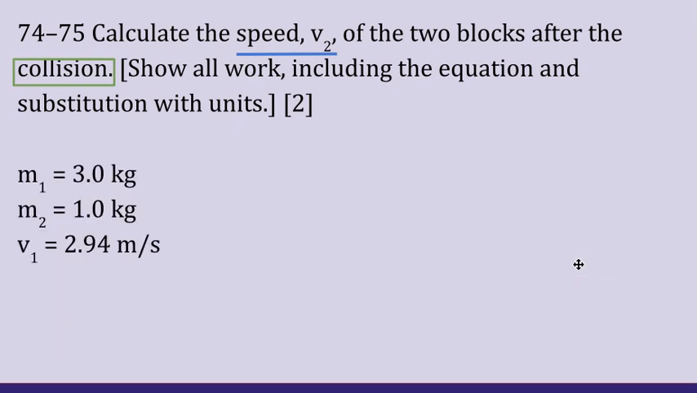V1 is 2.94 meters per second, and I got that from my answer to the previous question. So all three of these questions are related, so I'm taking information from one and bringing it over to the next question. They told me right here I'm calculating the speed v2, so I know that v2 is my question mark. And like I said, the word collision should automatically show me I'm using P before equals P after.